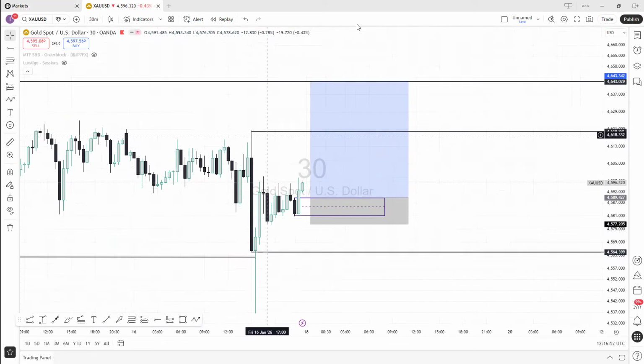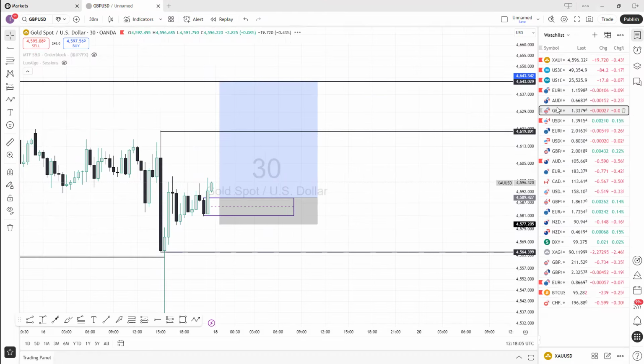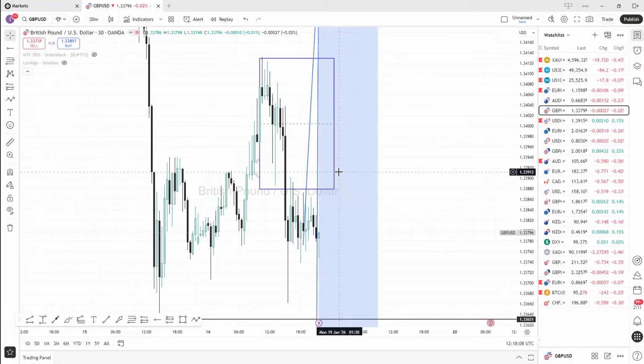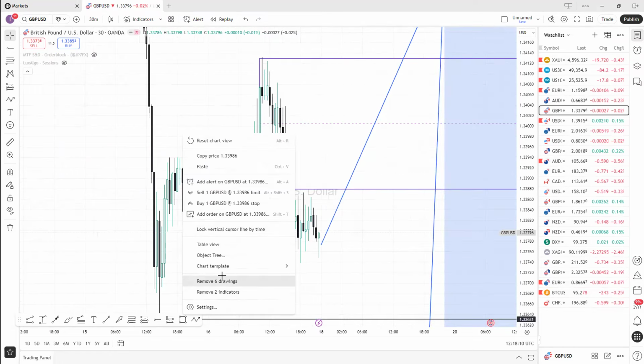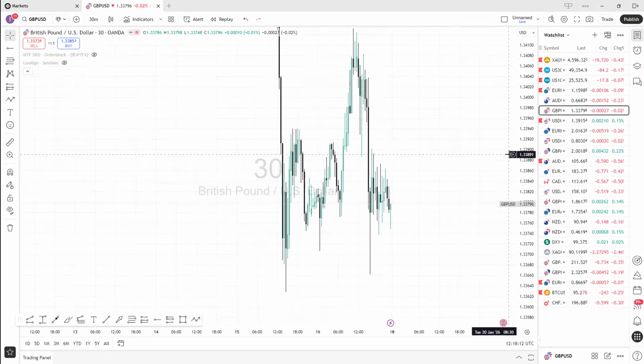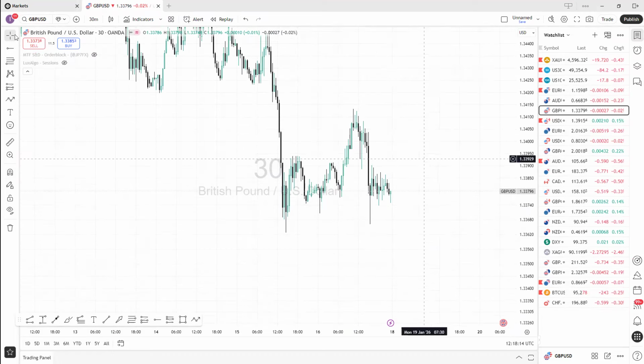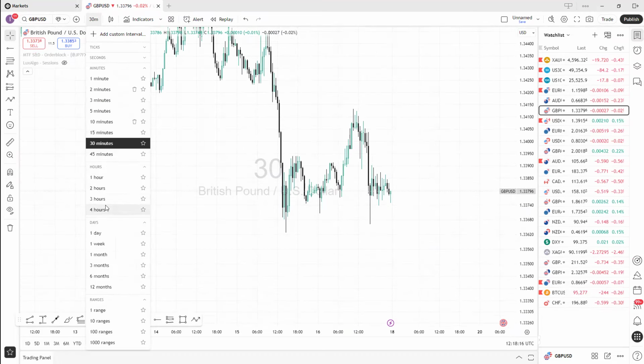So let us see another pair. We can see GBP USD. So GBP USD, how?